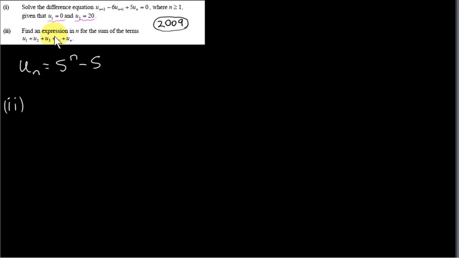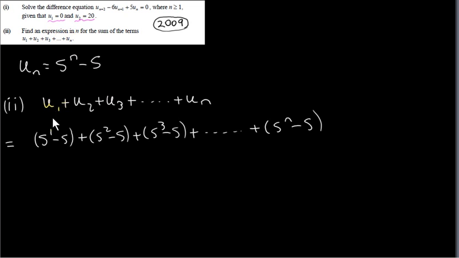In part 2, we want to find an expression in n for the sum of the terms u1 plus u2 plus u3 up as far as un. So this is what we get. u1 is got by replacing n with 1. So we get 5 to the power of 1 minus 5. u2 is got by replacing n with 2. So we get 5 squared minus 5.